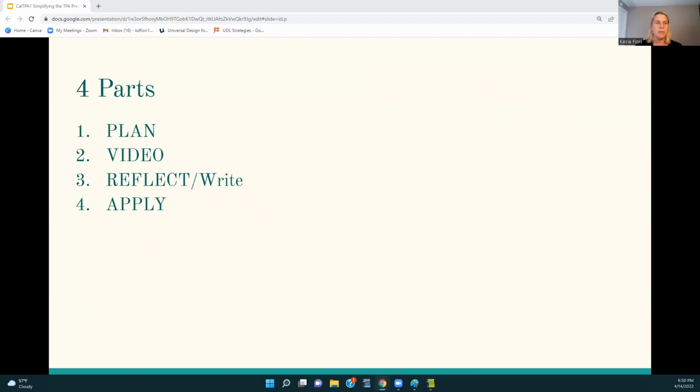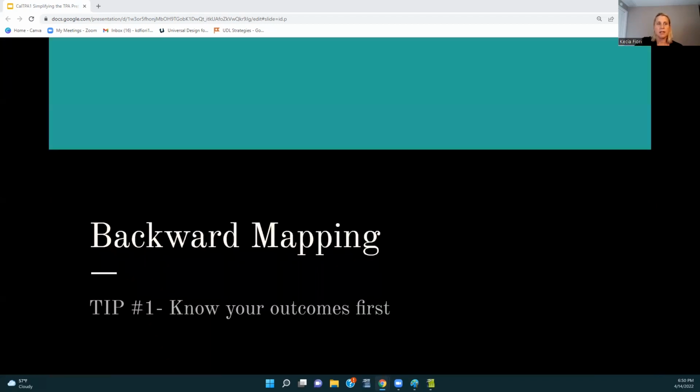The TPA is set up in 4 parts: plan, video, reflect, and apply. The TPA says start with the plan, and I disagree with them. That is going to be my very first tip. If we start with the plan and we just write a lesson plan and we videotape it, what I'm seeing is that lots of teachers go back and have to redo it because they missed something essential.